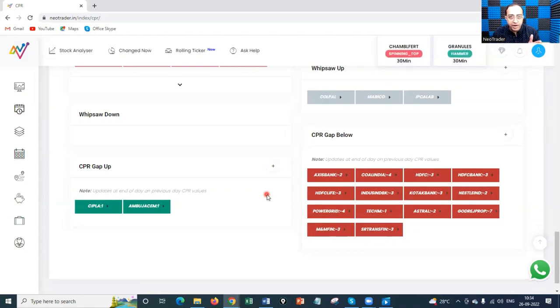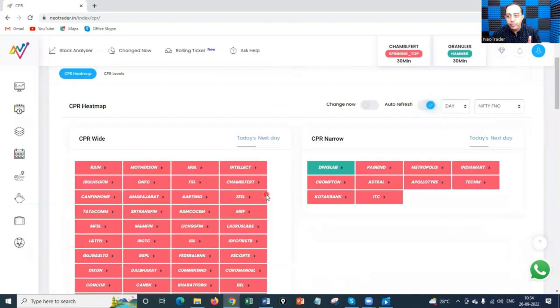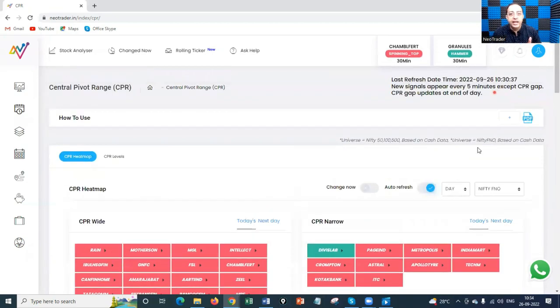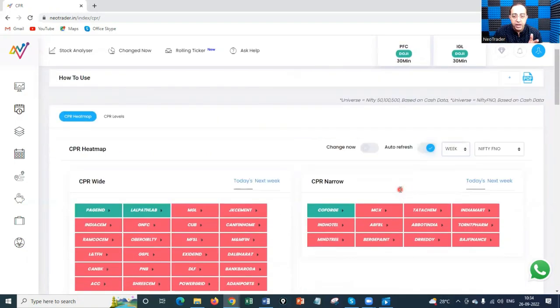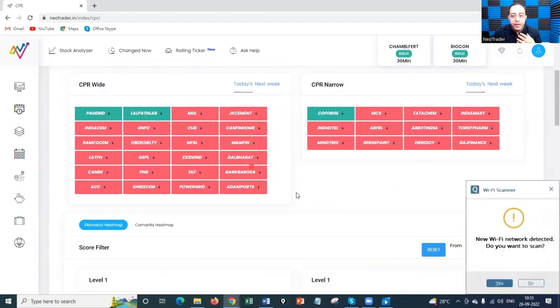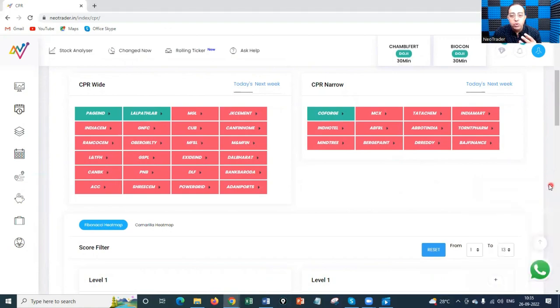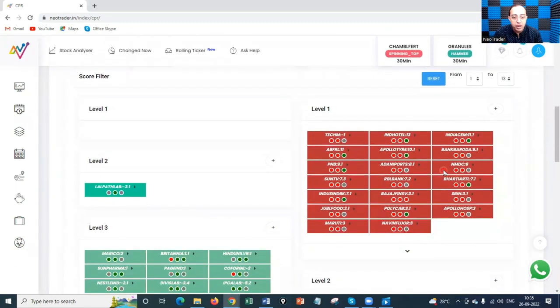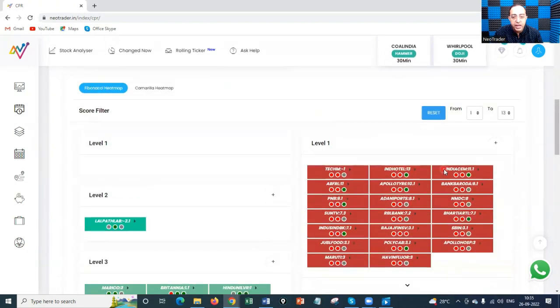Well, if you're not an intraday trader, not a problem. We have you covered as well. So you can see here that in this particular section, we have got something called a week, correct? So when you go for a week, you have a CPR section, which is dedicated to all the trading setups that are emerging for the week. Now you can see here, now based on this, right?